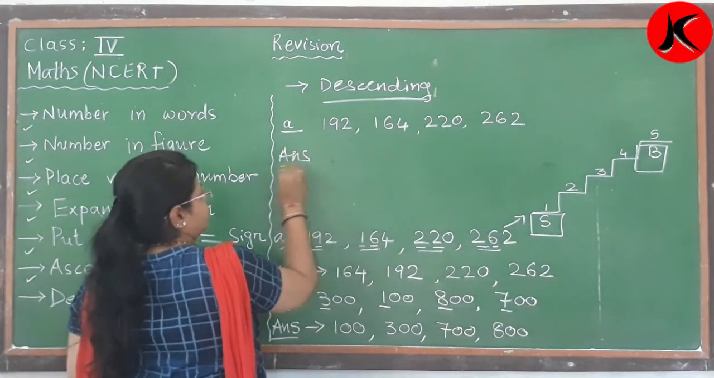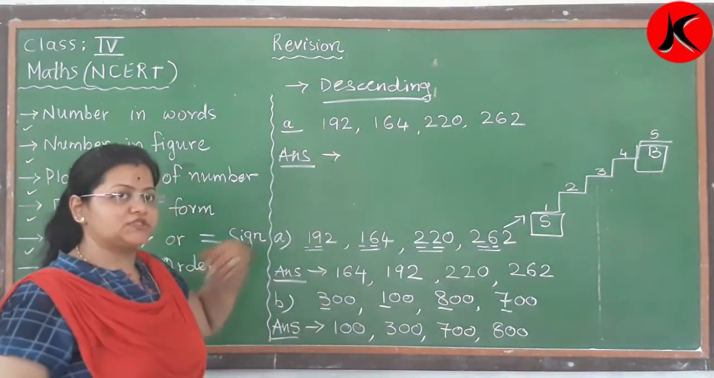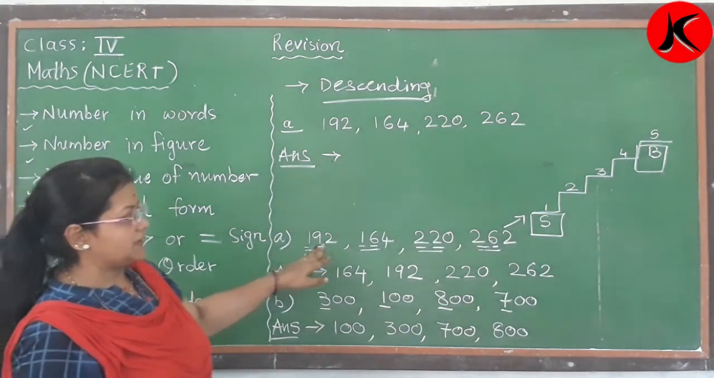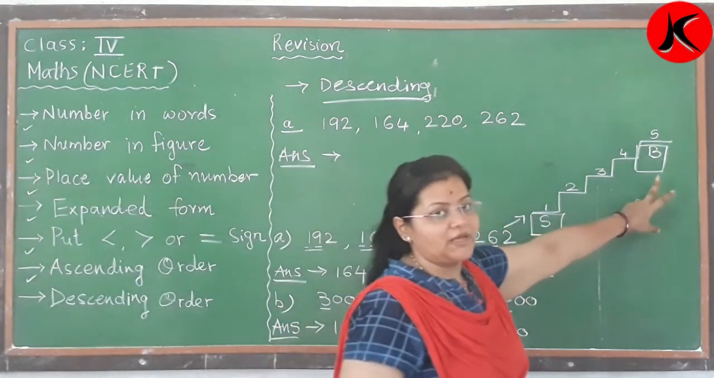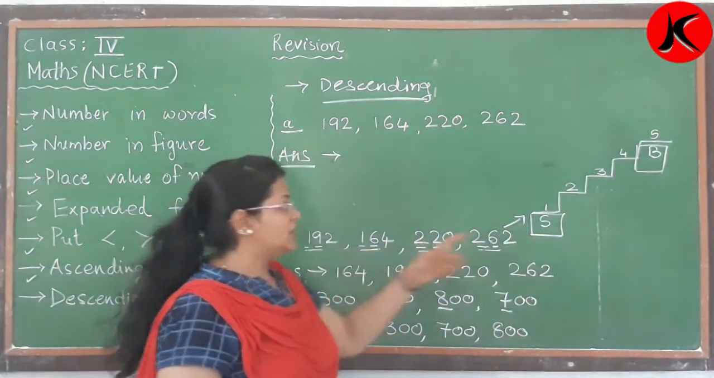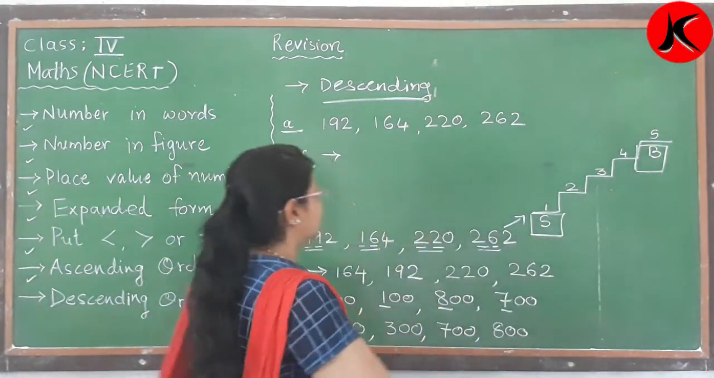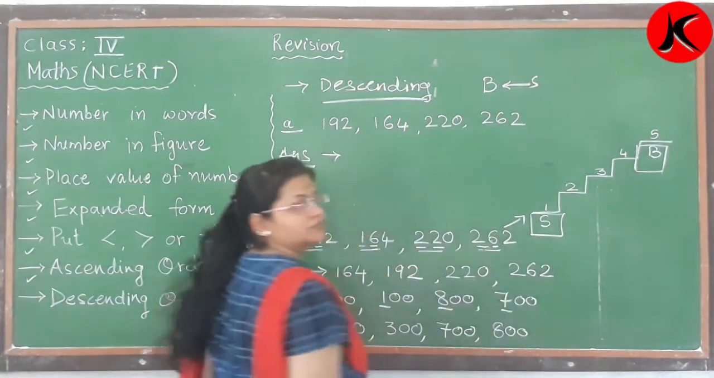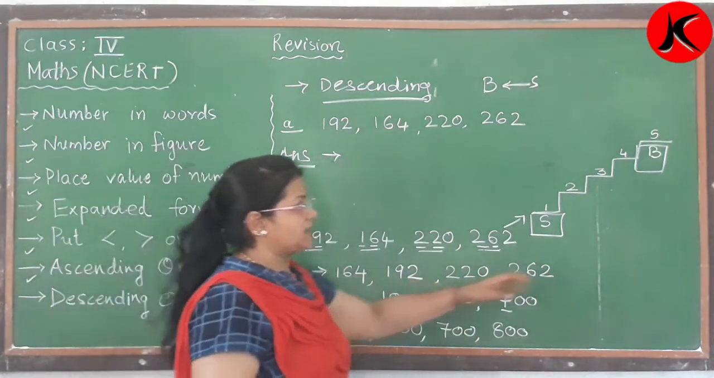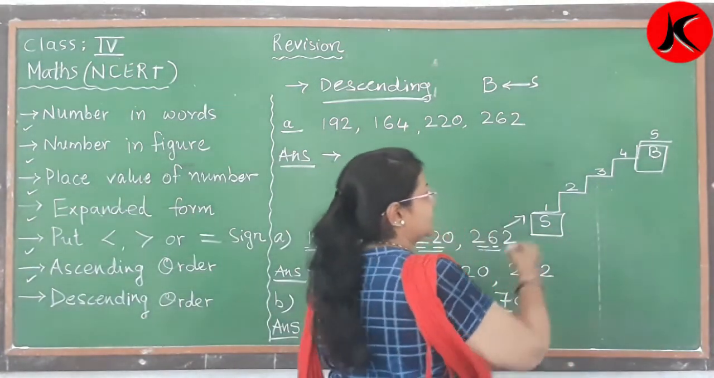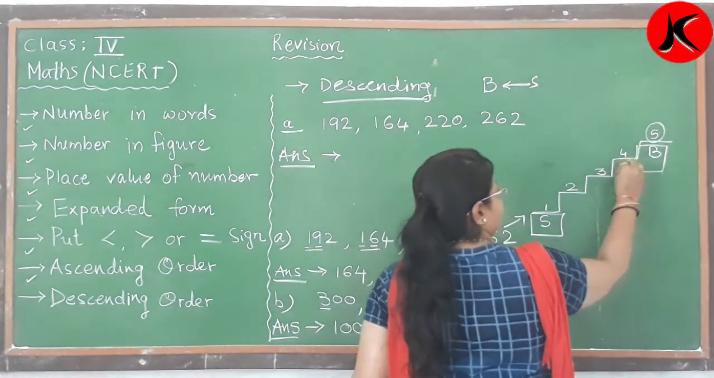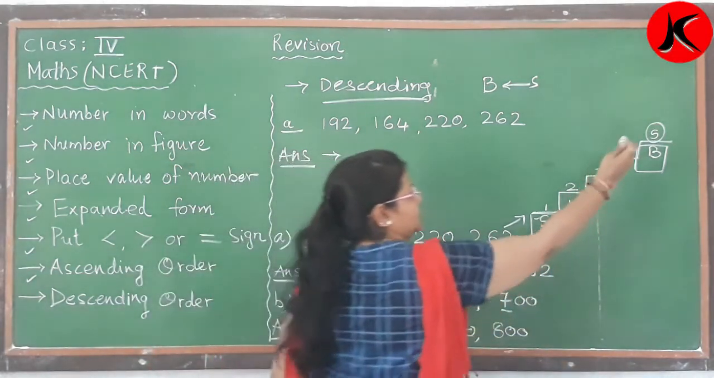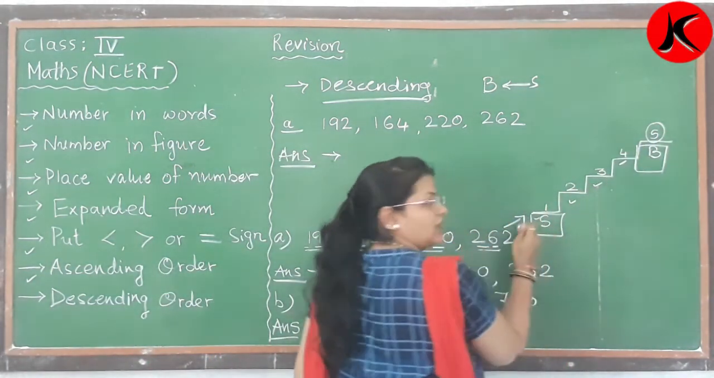So descending order is the opposite of ascending order. Now what is the opposite of ascending? Ascending means small to big. How to arrange ascending numbers? Small to big. Here in descending order, big to small. First number which one we have to write? Big number. That means first 5, then 4, then 3, then 2 and then 1. Right? Big to small. We have to come down now.